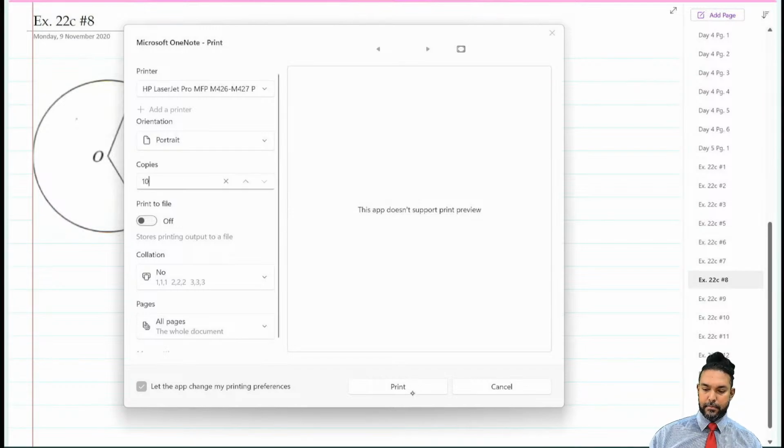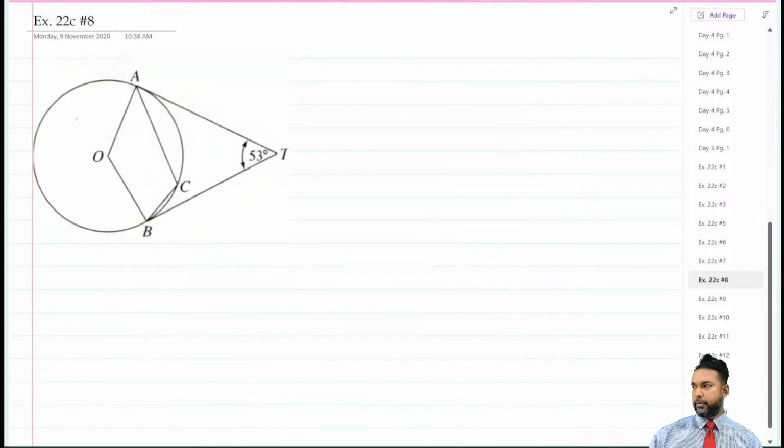Print. Right. Okay, cool. Right, and I'll tell you what I want inside of here.